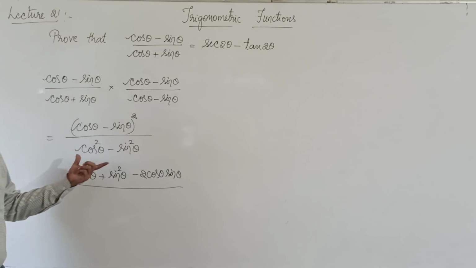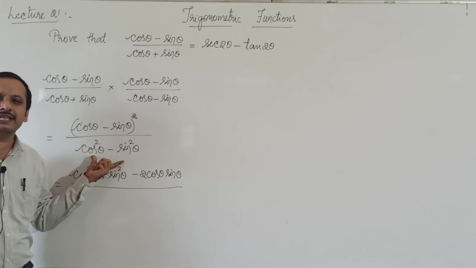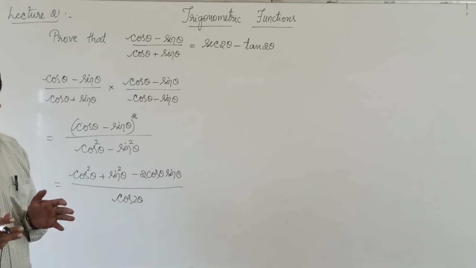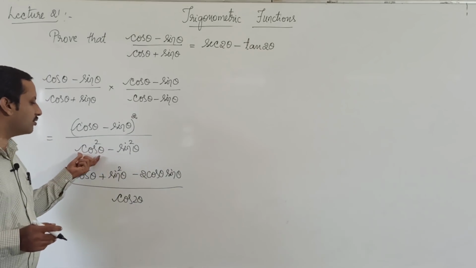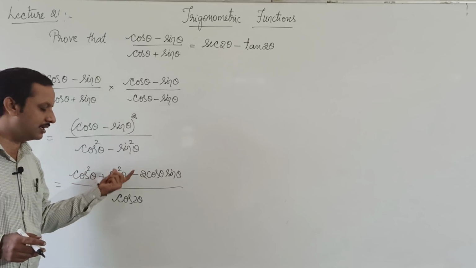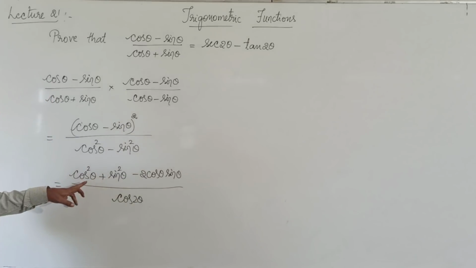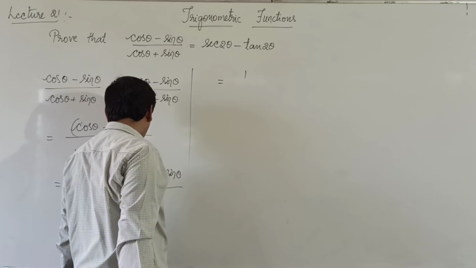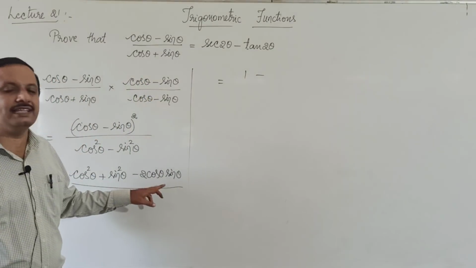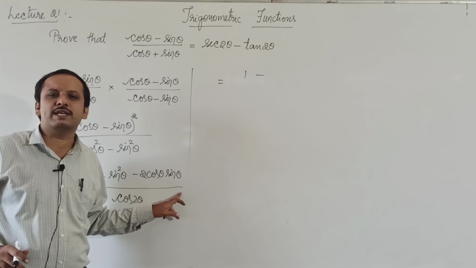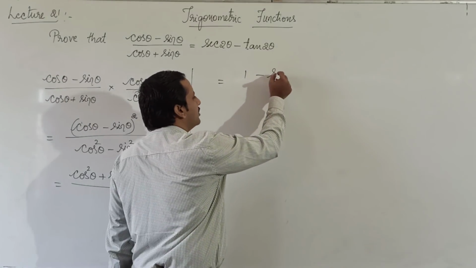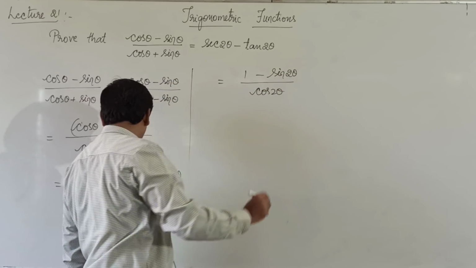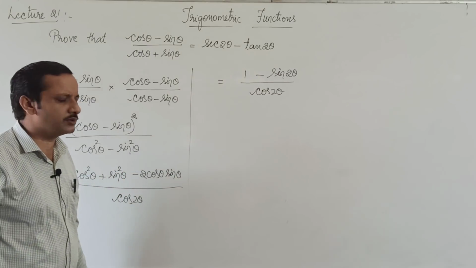Divided by, what about cos square theta minus sin square theta? It is nothing but cos 2 theta. You know the formula? Cos 2a is equal to cos square a minus sin square a, right? So here, cos 2 theta. Then cos square theta plus sin square theta, that is nothing but 1. So this is equal to 1 minus 2 sin theta cos theta. What is 2 sin theta cos theta? That's nothing but sin 2 theta. In the denominator we have cos 2 theta.